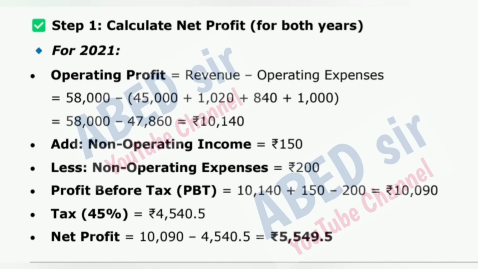Step 1. Calculate net profit for both years. For 2021, operating profit is equal to revenue minus operating expenses, which is 58,000 minus 47,860, equal to 10,140 rupees. Add non-operating income of 150 rupees. Less non-operating expenses of 200 rupees. Profit before tax, PBT, is equal to 10,140 plus 150 minus 200, equal to 10,090 rupees.